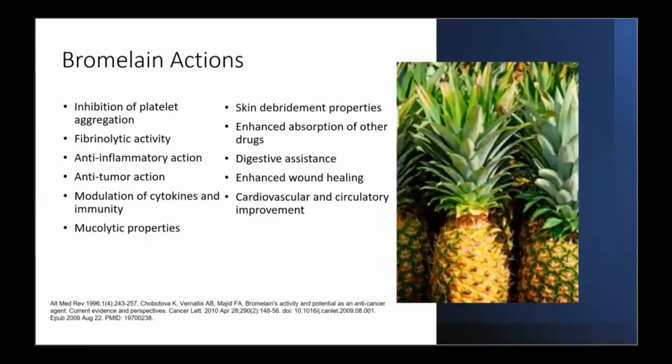Here's bromelain. Inhibits platelet aggregation, has fibrinolytic activity, anti-inflammatory, anti-tumor. It's really good in cancer, and it's really good for fluid buildup. So when someone has fluid buildup, like you sprained your ankle, whatever, you have ascites, things like that, you have tumor edema, bromelain is the way to go. It's really good at getting the fluid out.